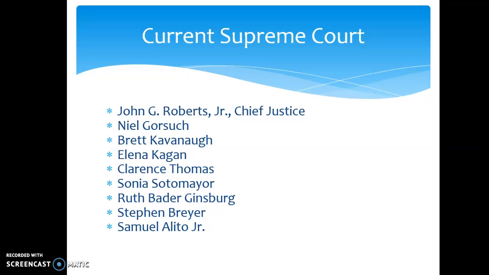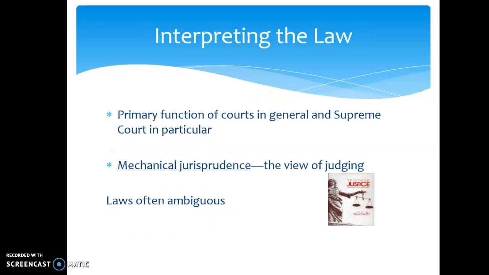And we have a listing of the current Supreme Court justices listed here. Neil Gorsuch, John Roberts, who's the Chief Justice, Kavanaugh, Kagan, Thomas, Sotomayor, Ginsburg, Breyer, and Alito. And John Roberts, who is the Chief Justice, would then lead impeachment proceedings of the president in the Senate. So procedures to impeach a president will be led by the Chief Justice of the U.S. Supreme Court.